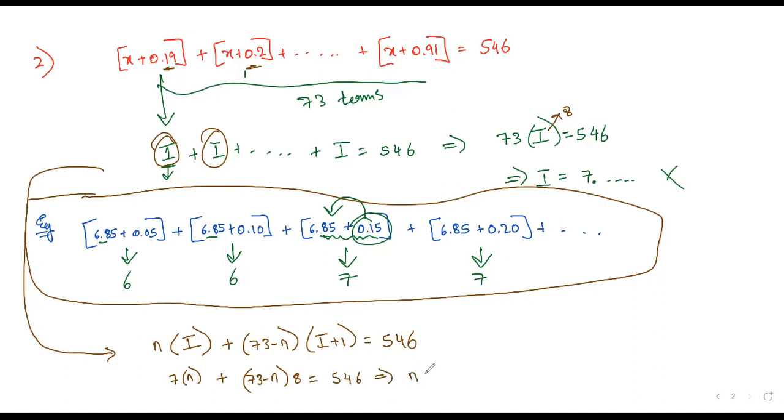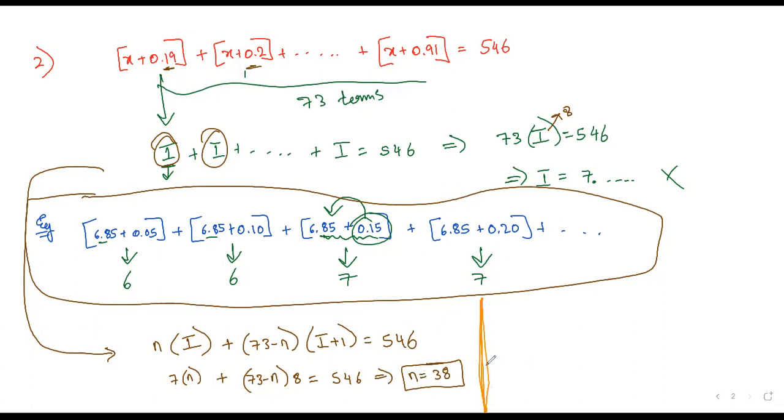From here you get that the value of n is equal to 38. I mean the first 38 terms are giving an output of 7 and then the remaining terms are giving an output of 8. Someone might question, sir, how do you know that the remaining terms are giving an output of 8? Why not more than 8? No, that is not possible because the common difference is 0.01 and you have fewer than 100 terms. So it is not possible that it takes the next integer also.